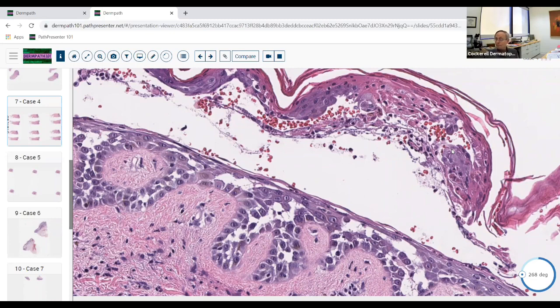But just remember that even though it's supposed to look like the dilapidated brick wall, this looks almost like maybe a dilapidated little small fence. It's not quite as wall-like, if you will. The epidermis is not as thick here. So it looks a little bit different in this case than the other one.